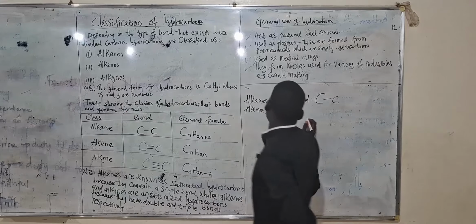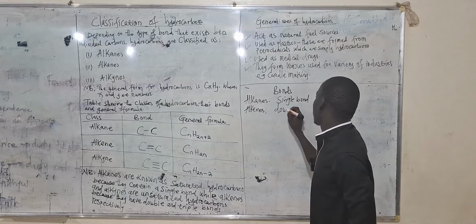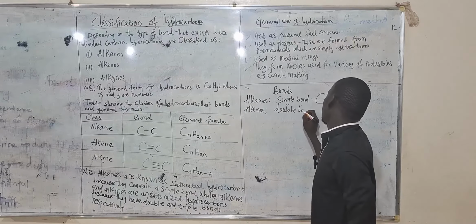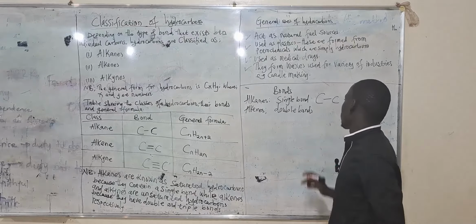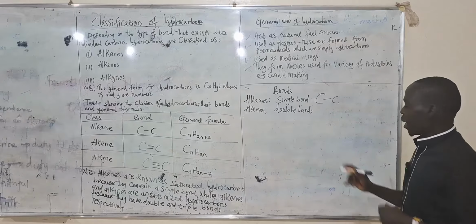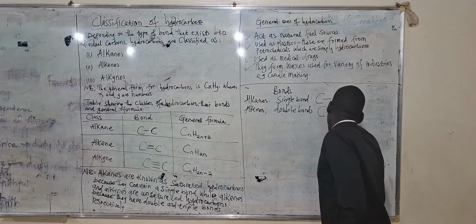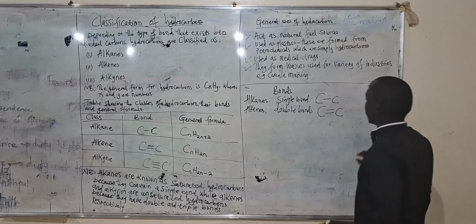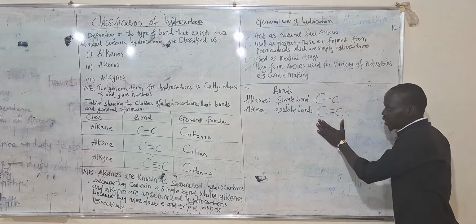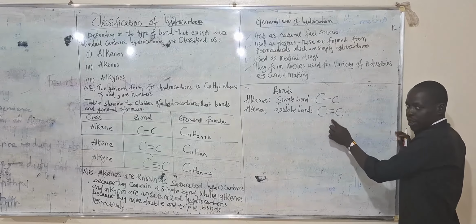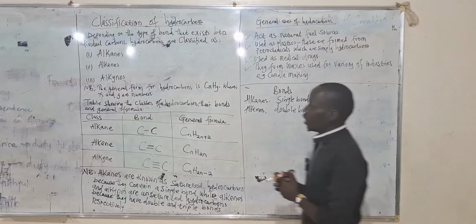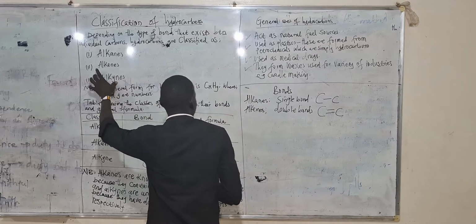What you also need to know about alkenes is that they have double bonds, or two bonds between two carbon atoms. Here we shall have it in this format. When you see it like this, we are saying this one here is an alkene. At the same time, we also have alkynes.